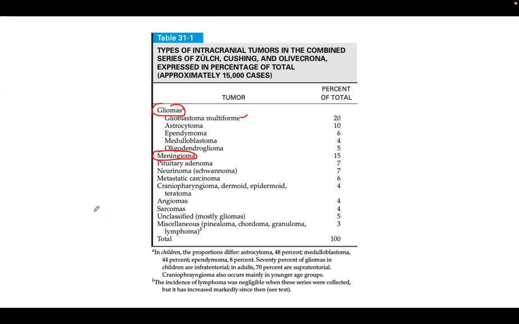Now in children, this is in adults. In children, it's the astrocytomas which are more common. Okay, particularly pilocytic astrocytoma. The details of the specific tumors we will be discussing in the second part of this module. For now, we'll just talk about the basics.